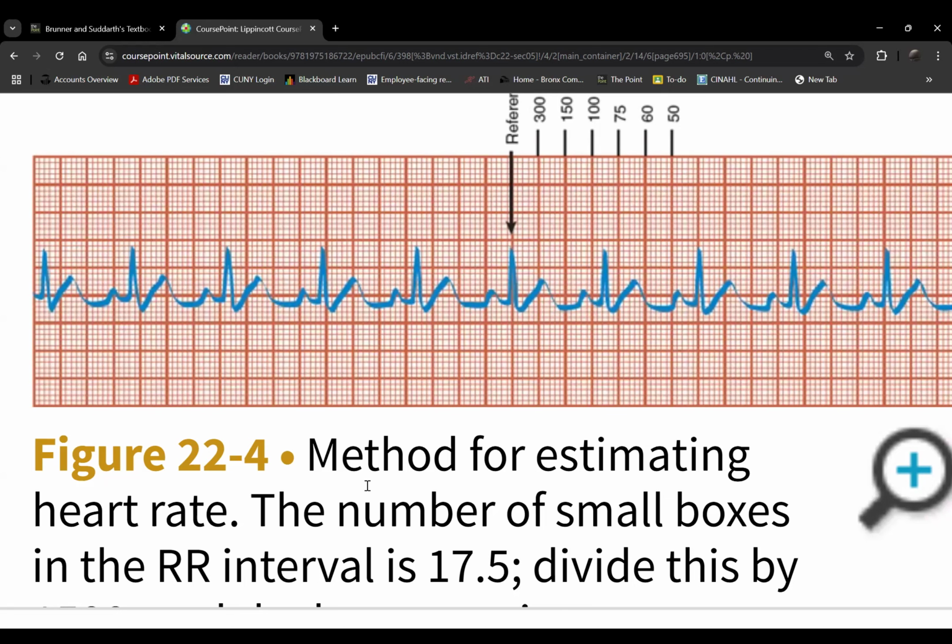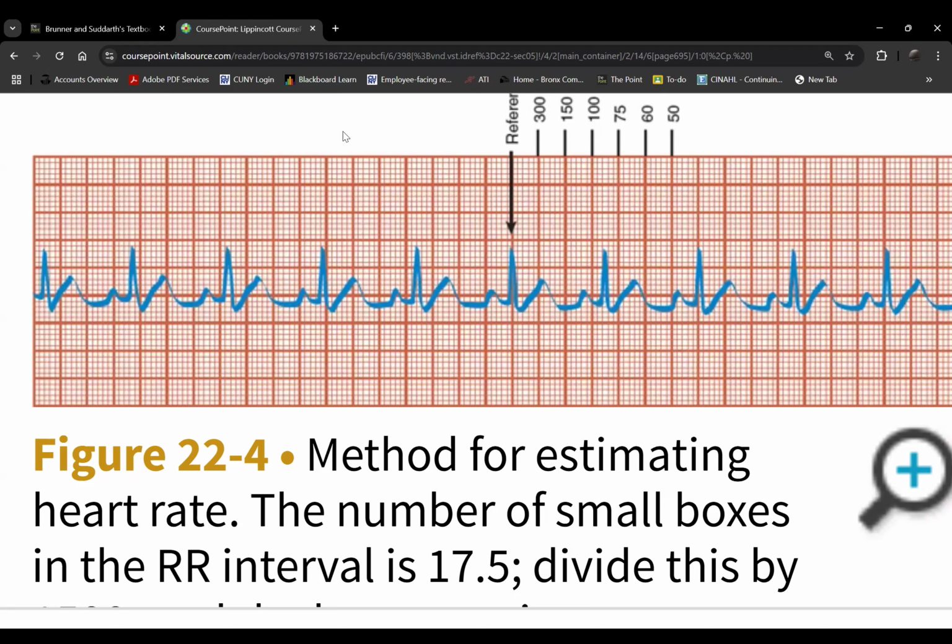3.6. Divide that into how many? How many big boxes in 1 minute? 300. How many did we say? 3.6. Okay, let's try 3.6. No, you're doing it the other way. There's 300 divided by 3.6. It's 83. What do you get? 83. So is it about the same? Okay. What can you say therefore in counting the heart rate?